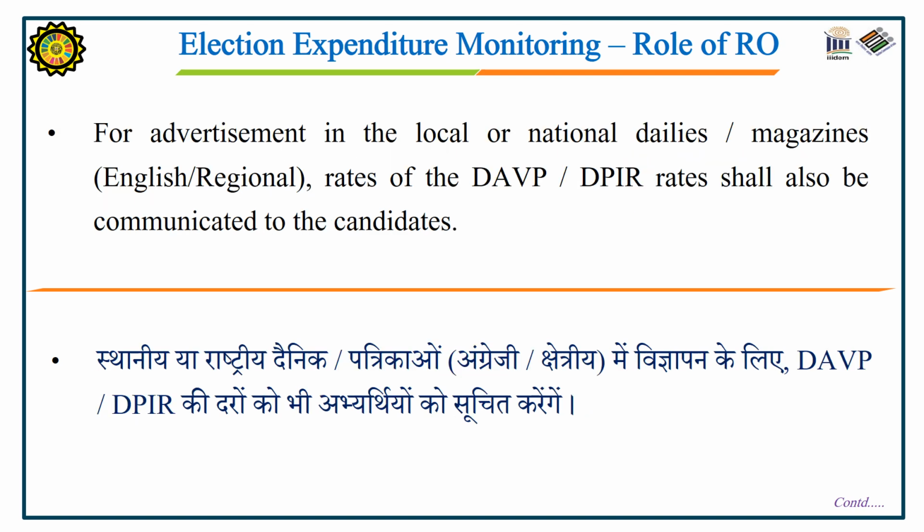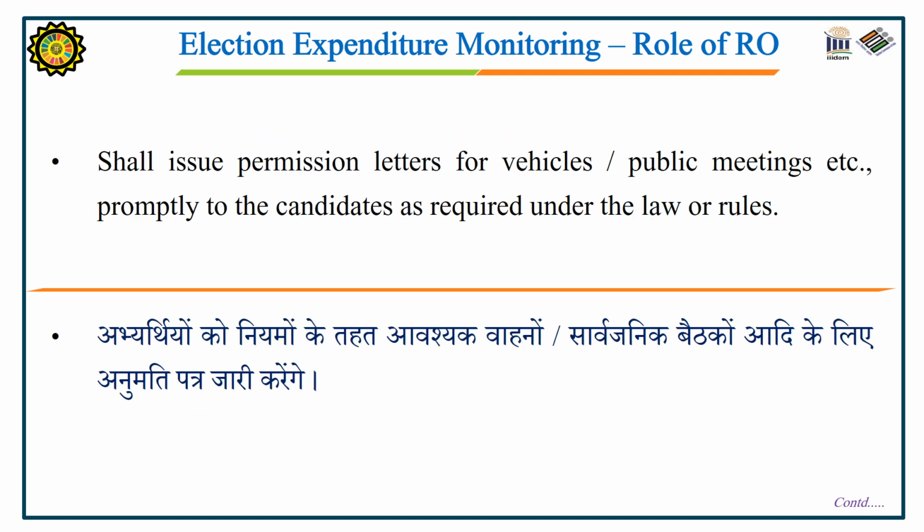For advertisement in the local or national dailies, magazines, either in English or regional language, rates of the DAVP or DPIR shall also be communicated to the candidates. They shall issue permission letters for vehicles, public meetings, etc. promptly to the candidates as required under the law.